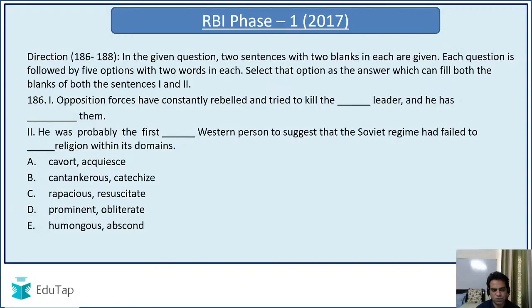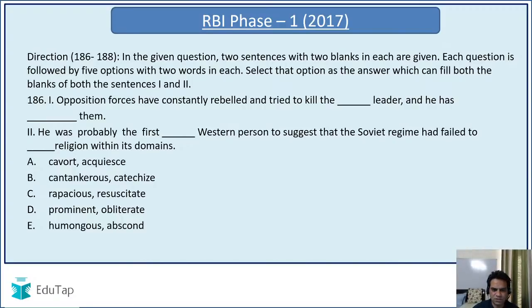Now, this was a different type of question. Now, in the following questions, let's read the direction, guys. In the given question, 2 sentences with 2 blanks in each are given. Each question is followed by 5 options with 2 words in each. Select that option as the answer which can fill both the blanks of both the sentences 1 and 2. Guys, there are 2 sentences given to you with 2 blanks each. So we have to choose the pair from the options which can be used in both the sentences aptly. So guys, this is where elimination will help you out a lot. Yes, guys. So let's read the questions.